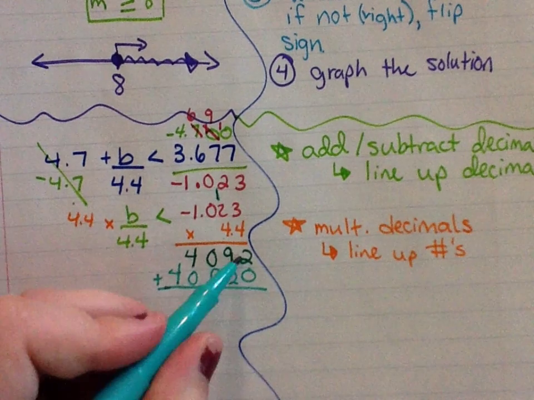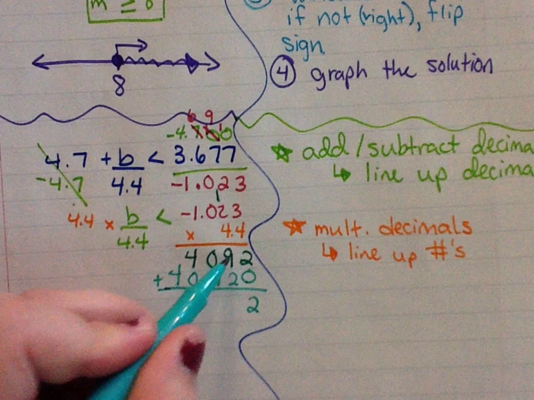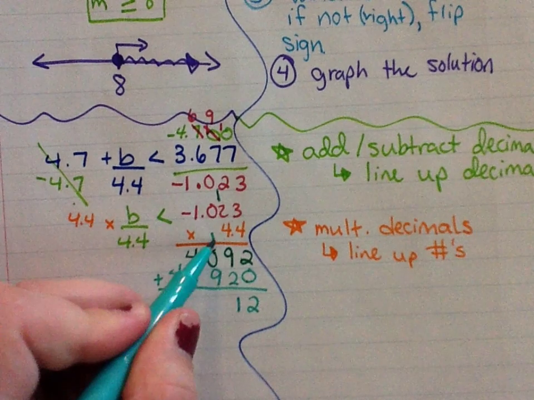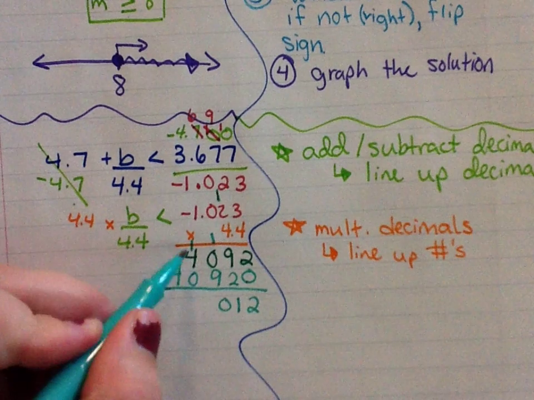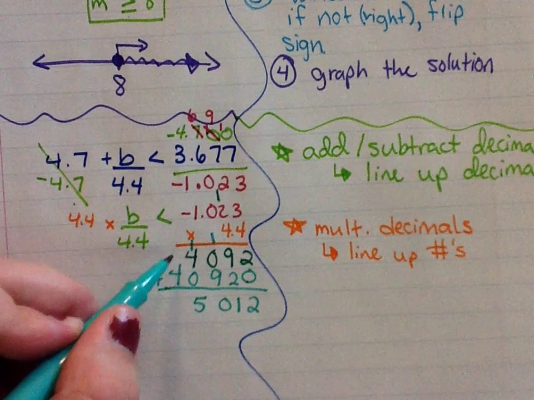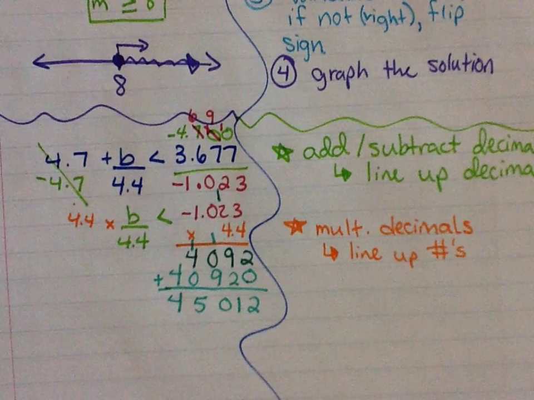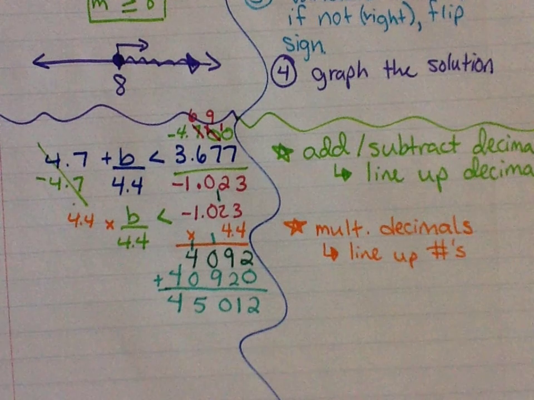Add these two together. 2 plus 0. 2. 9 plus 2. 11. Carry the 1. 1 plus 9. 10. Carry the 1. 4 plus 1. 5. 4 plus nothing? 4. Okay, so I have 4, 5, 0, 1, 2. That's my answer, right?